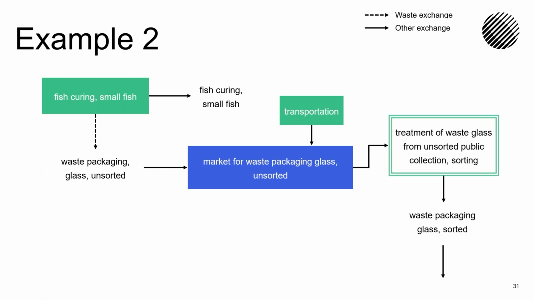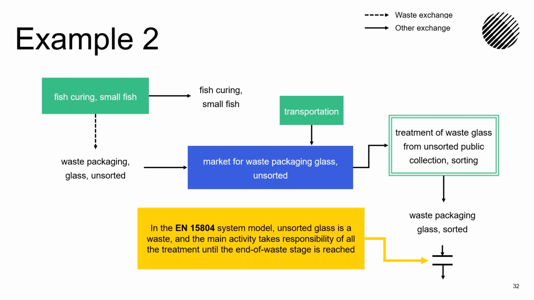In the EN15804, this is not the case, because for the waste packaging glass unsorted, before reaching the end of waste, we also need a further treatment. It needs to be collected and sorted in order to give waste packaging glass sorted. That means that the cutoff point is exactly right after we have the waste packaging glass sorted production.